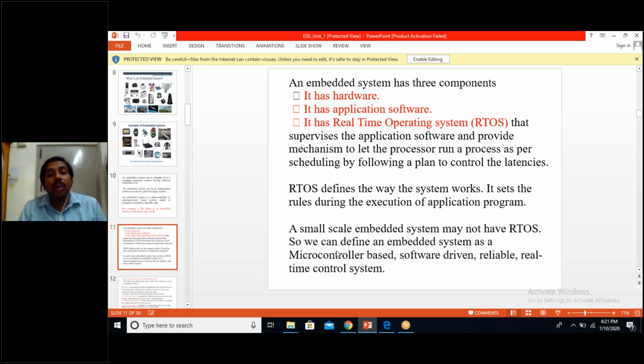So you can now define an embedded system as a microcontroller based, software driven, reliable, real-time control system.